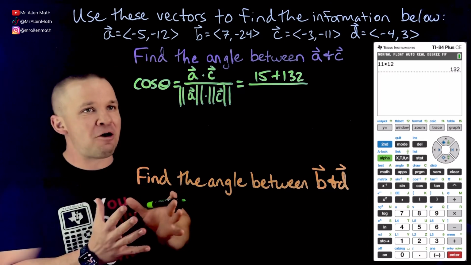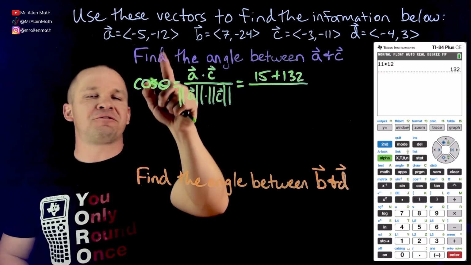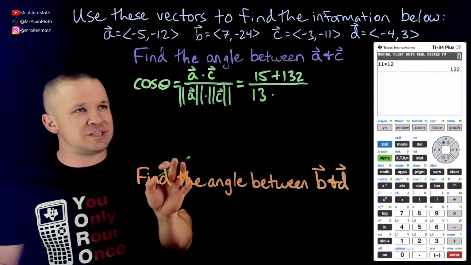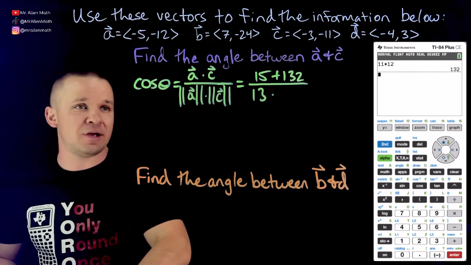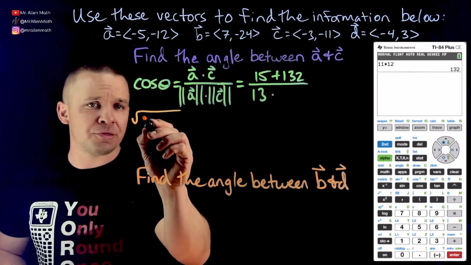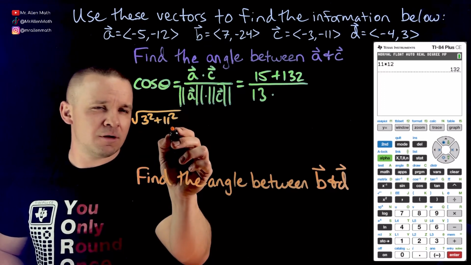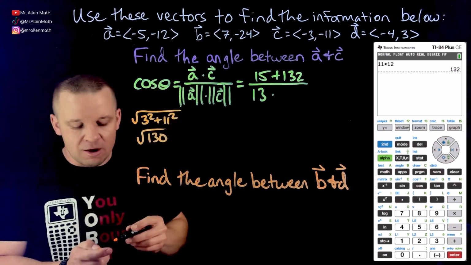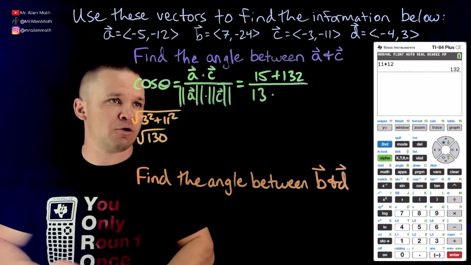Now for my magnitudes. My magnitude of A, that's a 5, 12, 13 triangle, so that's 13. But for C, I am going to have to do a little bit of work. I'll do this in a separate color, a little bit of side math. We've got the square root of 3 squared plus 11 squared. So that's 9 plus 121, that's the square root of 130. I got that one in my head: 121 plus 9 is 130. Lovely. And put that back in green.